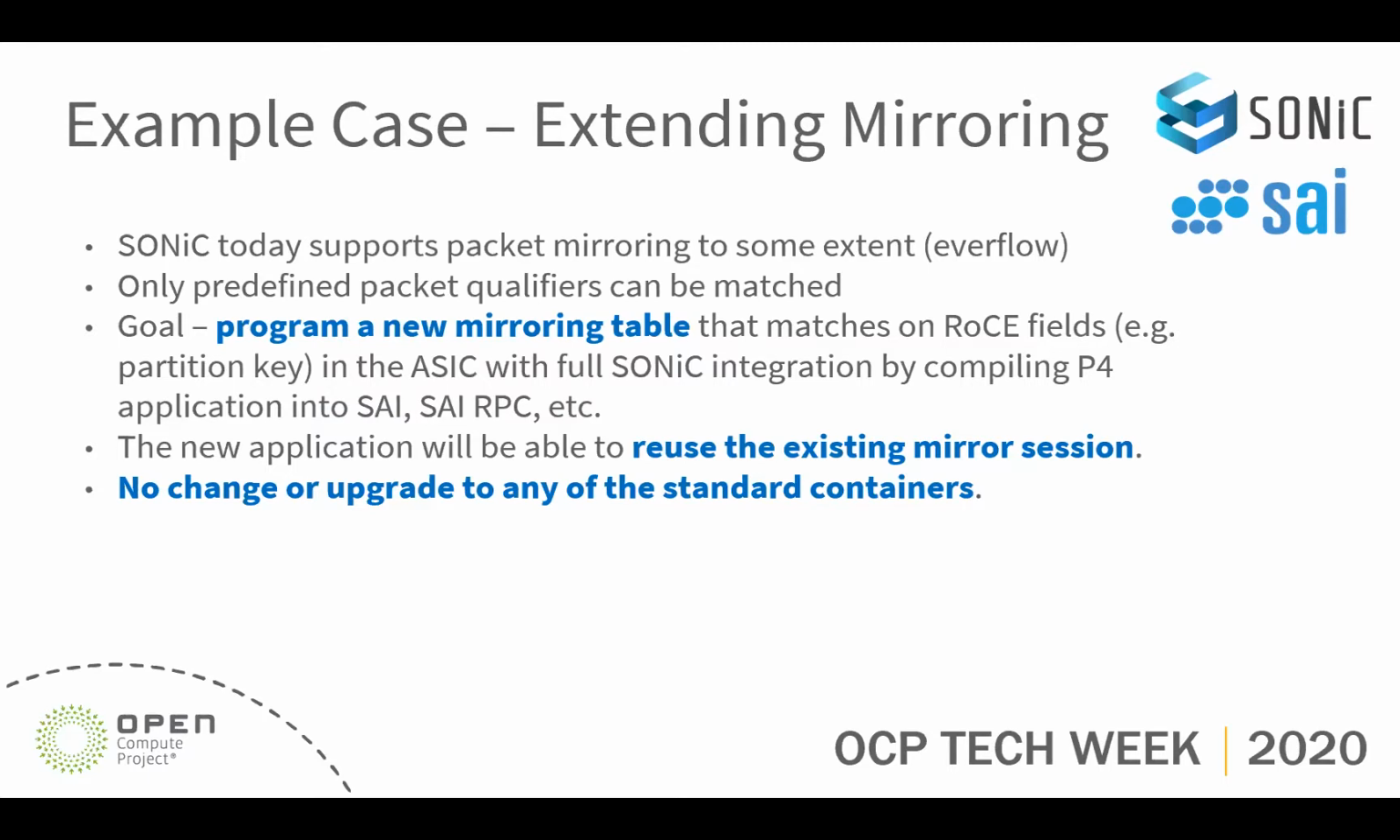So our goal here would be to program a new mirroring table into Sonic that will match on RoCE fields. RoCE is not defined in SAI and Sonic today, which makes it pretty much impossible to do any pipeline processing for RoCE packets. So, for example, I want to be more specific than just saying, please mirror packets destined to some host. I want to say that I would like to see not only the packets to that host, but also RoCE packets that have a specific partition key in their BTH header.